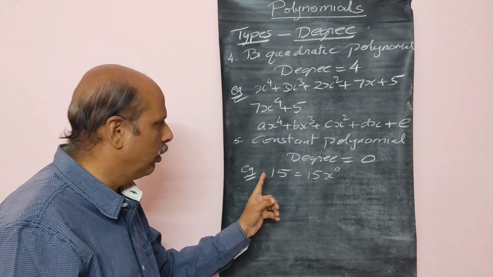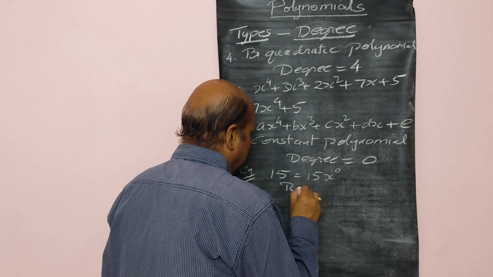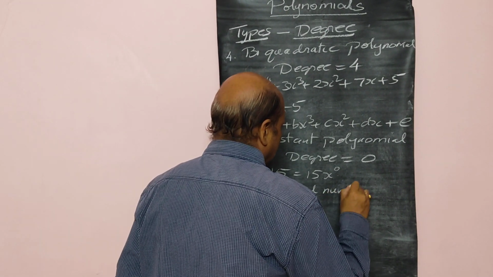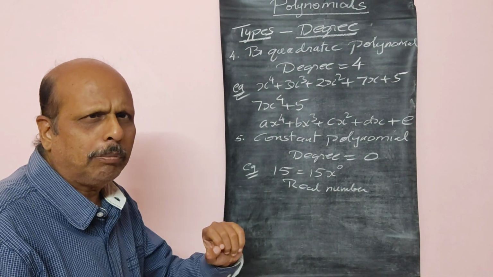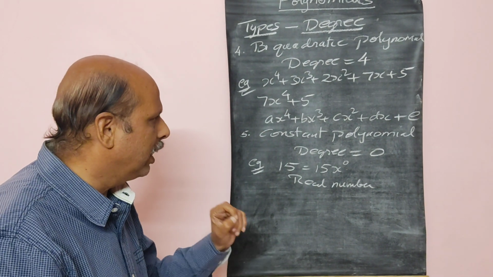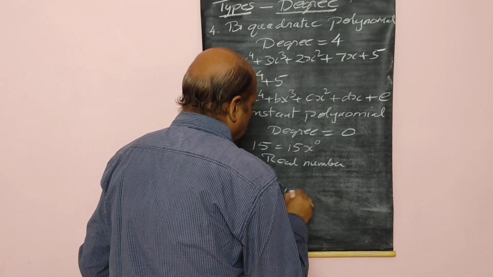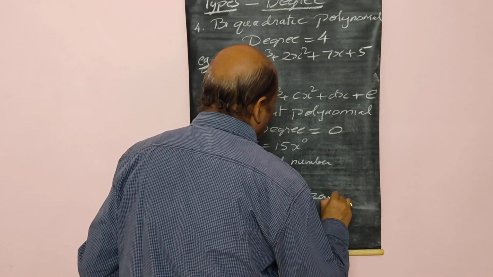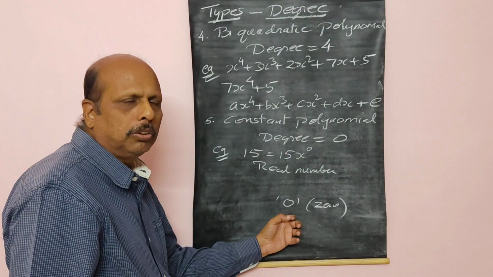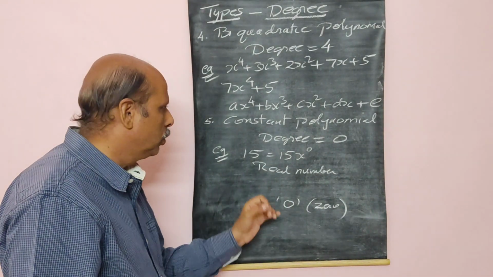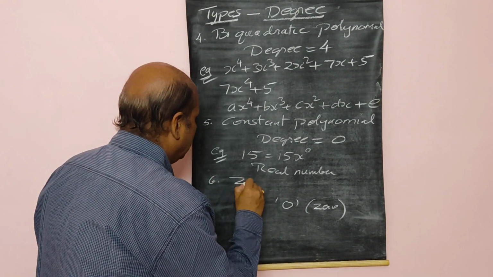Degree is 0, therefore every real number is a constant polynomial. Then a question arises: if the number 0 is taken, what is the power of 0? What is the degree of 0? Here there is some contradiction. So we have one more type, which is called a 0 polynomial.